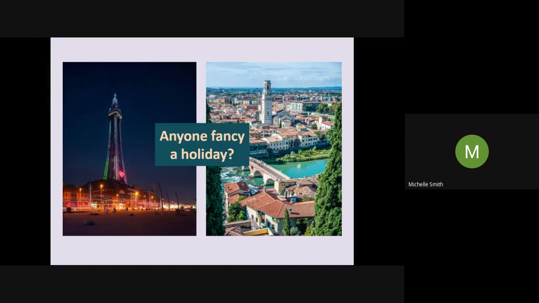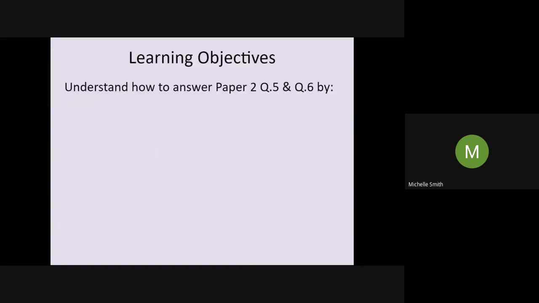For today, though, we are just going to stick with the reading prep. So we're just with section A. So we've done questions 1 to 4 so far. So the only 2 we've got left are 5 and 6. So that's what we're going to be focusing on today. And the theme is travel writing, which is why we've got 2 pictures of Blackpool and Verona. Okay, so let's get started.